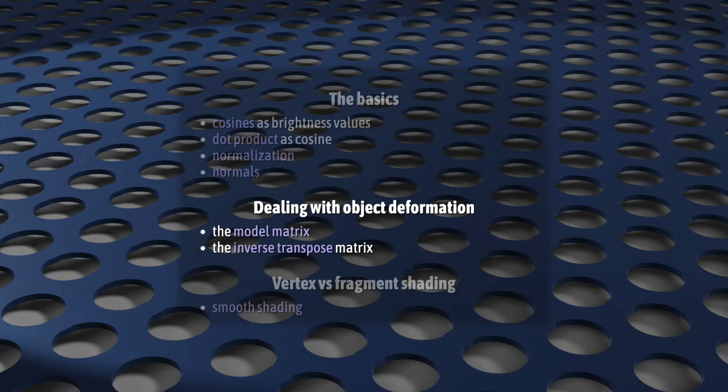We'll look at using the model matrix itself to fix simple problems, and using the inverse transpose as a way to fix major problems, mainly when our objects are significantly deformed. And last, we'll look at smooth shading and how normals aren't always 90 degrees to our actual mesh surfaces, and the differences between vertex shading and fragment shading.